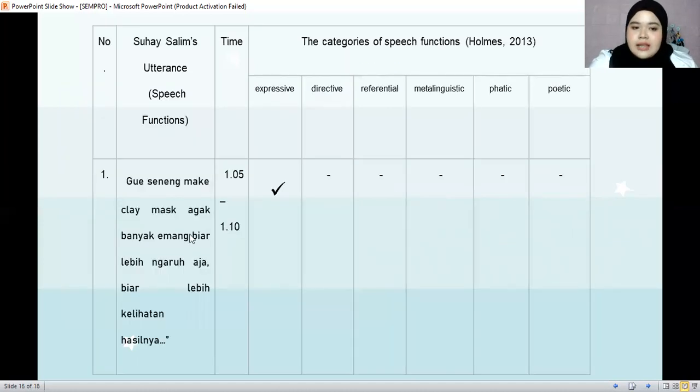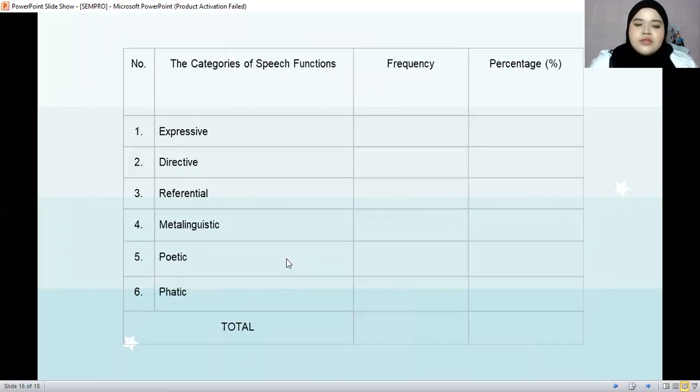After that, the utterances that I got will be categorized in this table. This is the first table. It consists of the utterances, the time, and the categories of speech function from Holmes 2013, and they are expressive, directive, referential, metalinguistic, emphatic, and poetic. So this utterance is the expressive function.